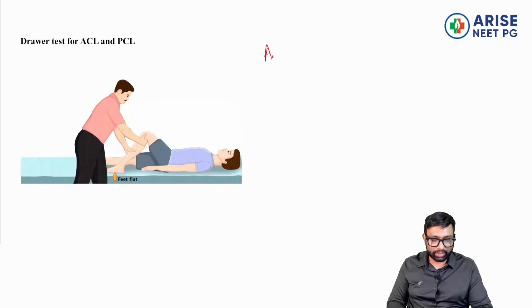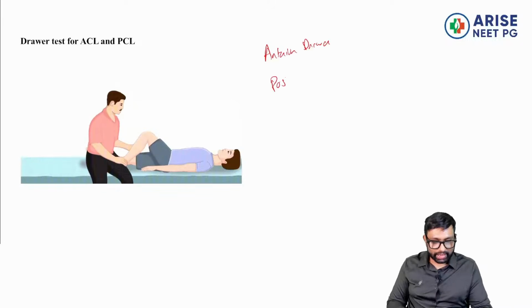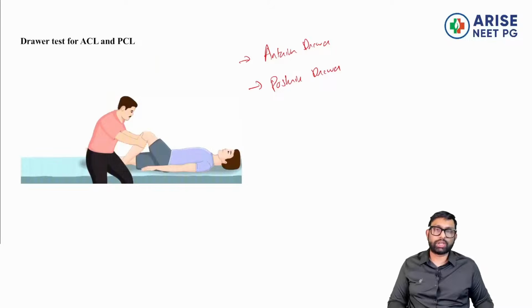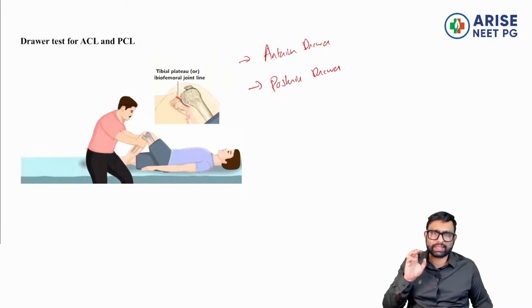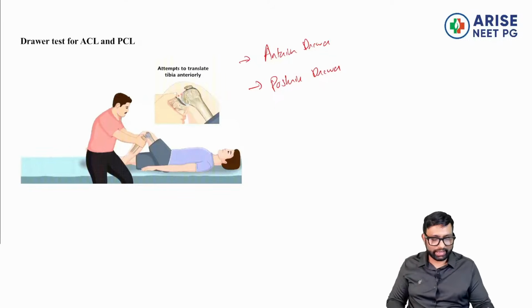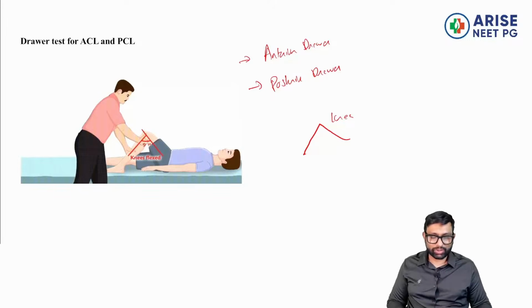So this is the anterior drawer and posterior drawer test, 2 tests that we can do. But in the video which we saw, did we see the limb going into complete 90 degrees? Was the knee completely in 90 degrees? No, it was not. So it's not the anterior drawer test.